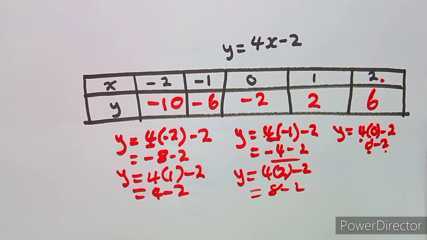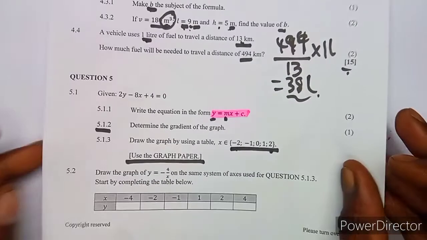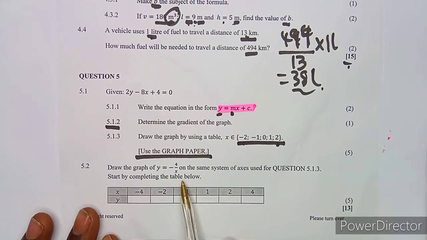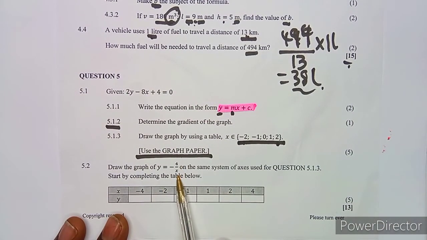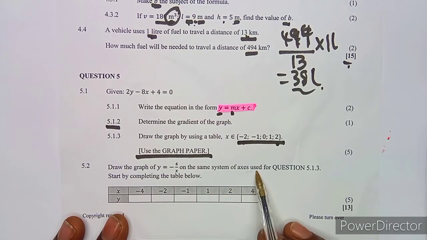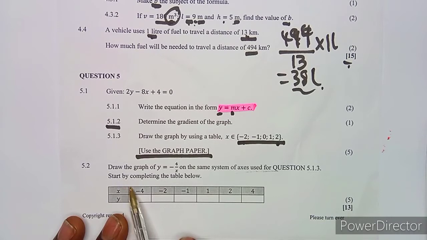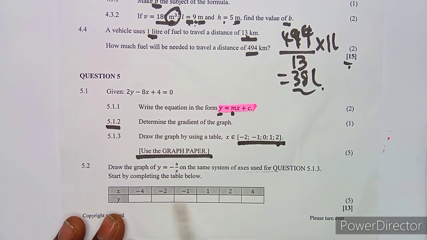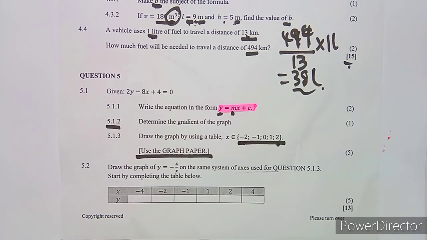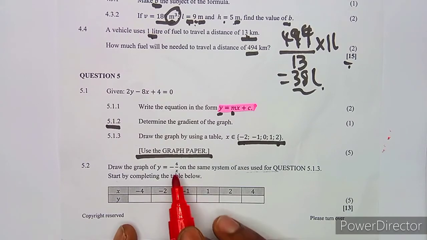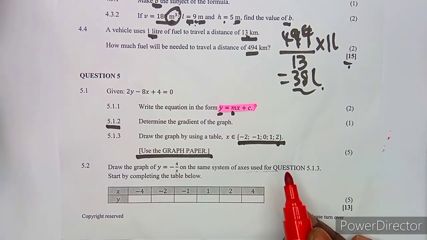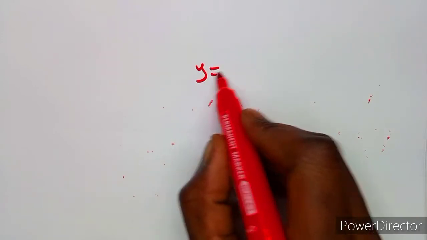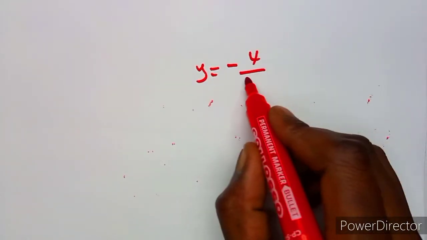Then another question, still on question 5, is now to draw the graph of y is equal to minus 4 over x on the same system of axes used in question 5. Start by completing the table below. So we need to complete the table first, just like what we did, guys. All right, so we're just going to substitute here. Take note, it's minus 4 over x. So this is y is equal to minus 4 over x, like this.